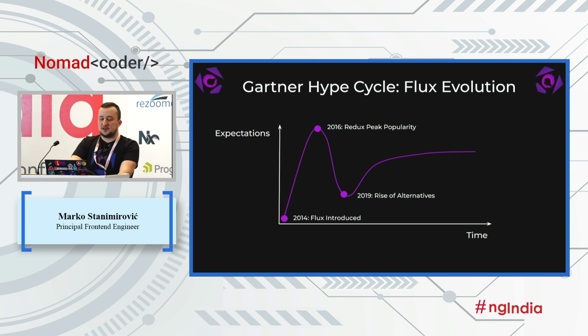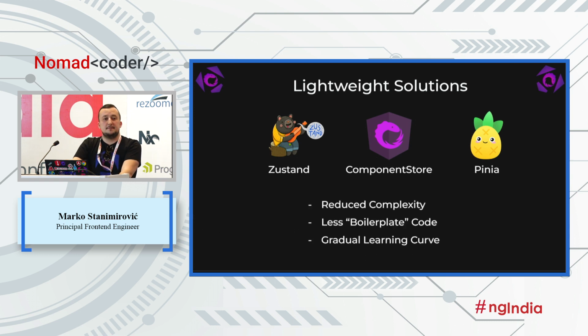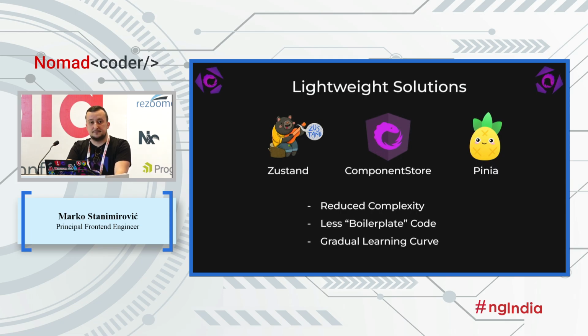Let's now see what alternatives were introduced in this period. Unlike Redux, which is, let's say, a heavyweight state management solution, lightweight solutions started to appear. In the React ecosystem, the most popular one is Zustand. In the NgRx ecosystem, we have Component Store, and in Vue, there is a state management library called Pinia. The main advantages of lightweight solutions over Redux are reduced complexity, less boilerplate code, and one very important thing, a gradual learning curve.